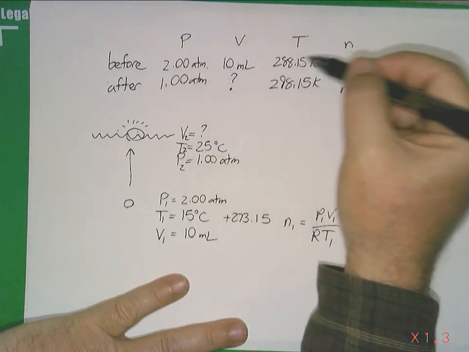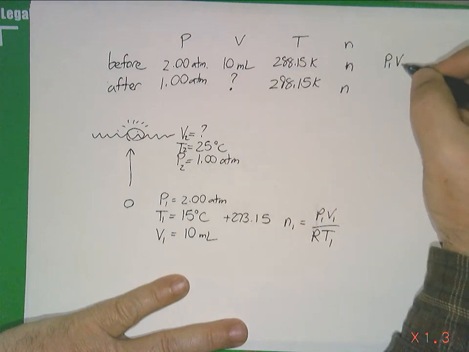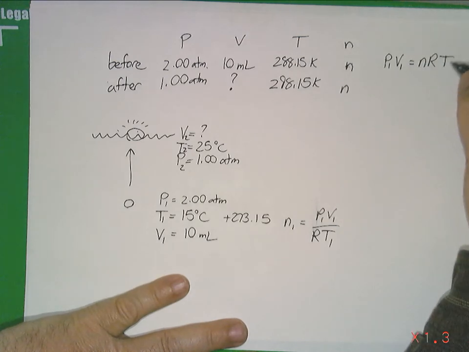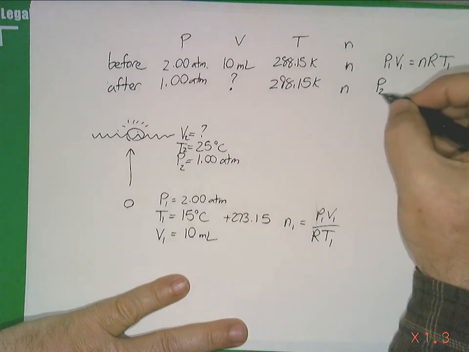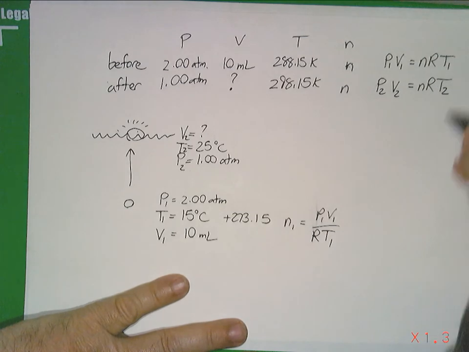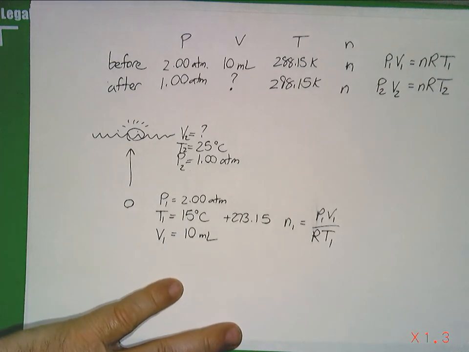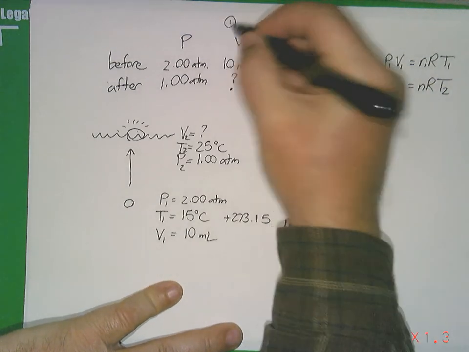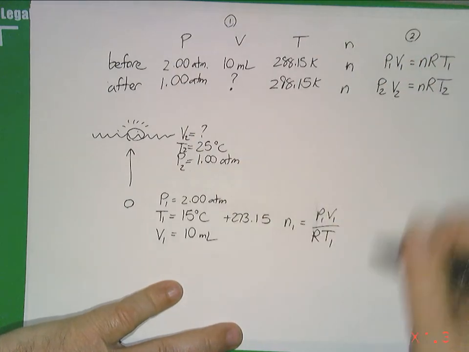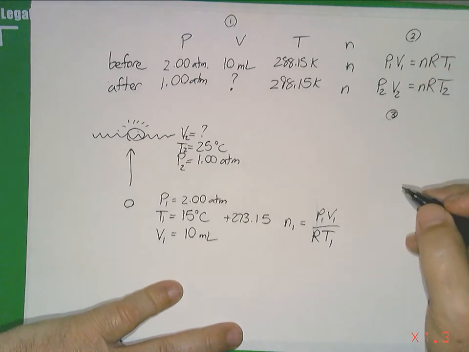What I'm going to do is apply PV equals nRT to each row. So I know P1 times V1 is going to be n times R times T1. And I know P2 times V2 is going to be nR times T2, where the n is the same again in both places. And the R, of course, is going to be the same. So step 1 was build this table. Step 2 is set up 2 equations. Step 3 is let's turn these 2 equations into 1 equation.